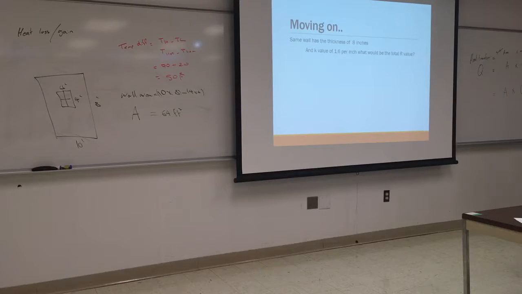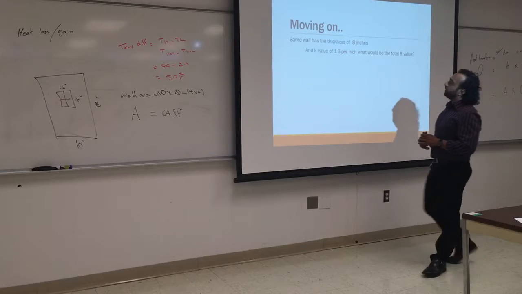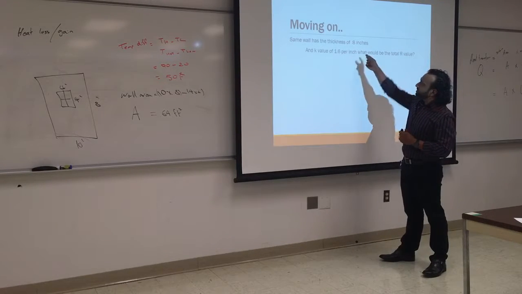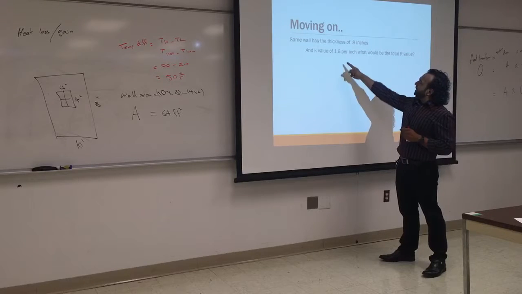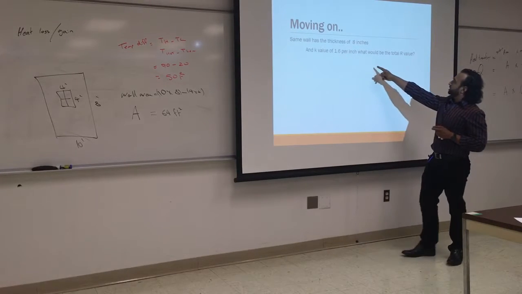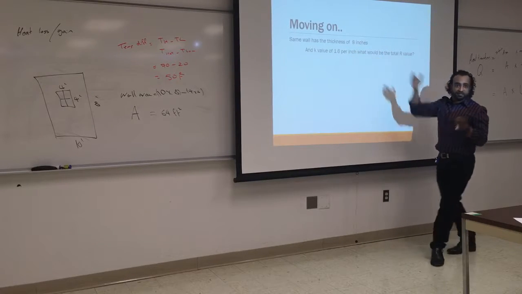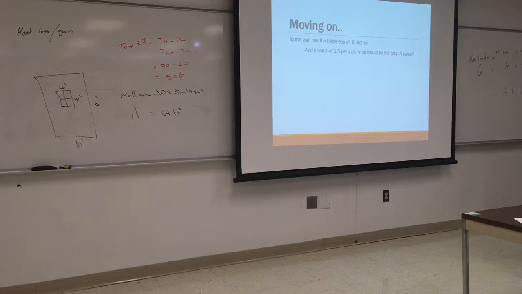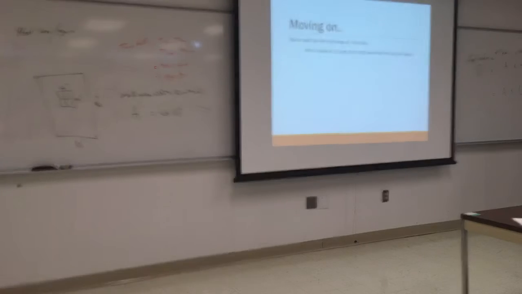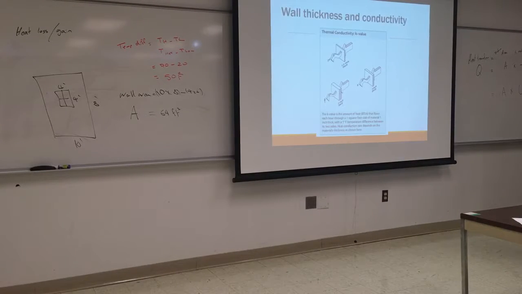Now this wall, is that 8 inches of insulation or from inside to outside? Same wall has a thickness of 8 inches, so it's 8 inches thick. And this is going to be 1.6 per inch. So I'm going to multiply 1.6 per 8. That's the thickness of the wall. So it's the inside thickness. What do you mean it's the thickness? Well, because if it was 8 from outside to inside, you'd have to take into account sheetrock, wood, plywood, all that stuff.